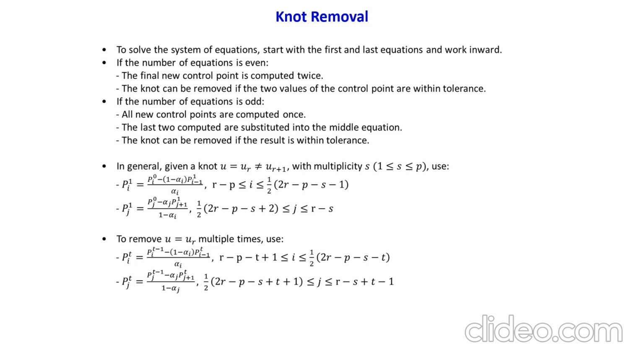If you want to compute new controls for removing U multiple times, you can use the formulas point i at step t equals point i at step t minus 1 minus alpha i times point i minus 1 at step t all over alpha i, and point j at step t equals point j at step t minus 1 minus alpha j times point j plus 1 at step t all over 1 minus alpha j. Clearly, this latter form is just a generalization of the case with t equals 1.